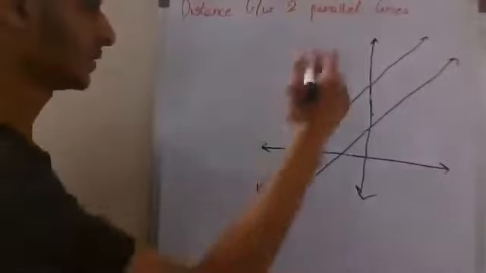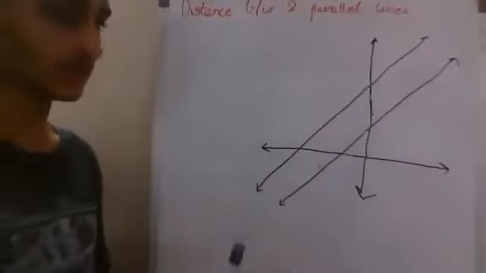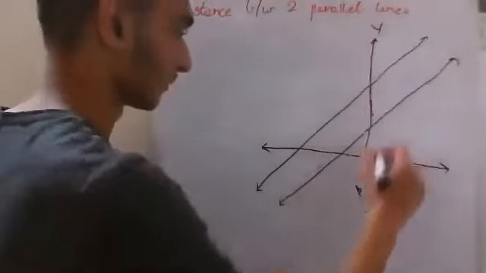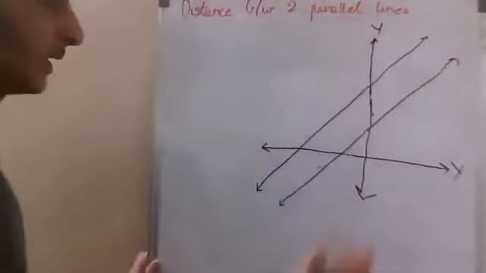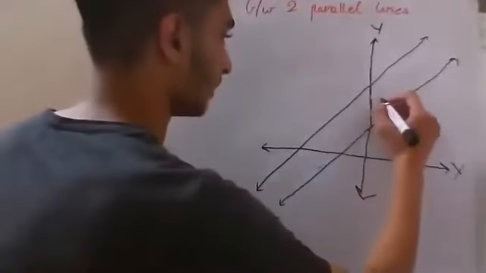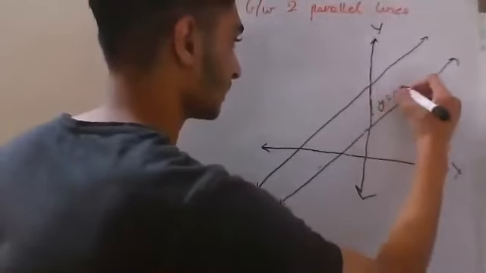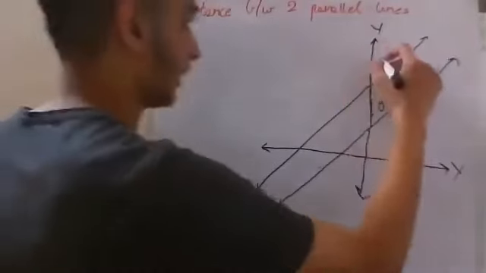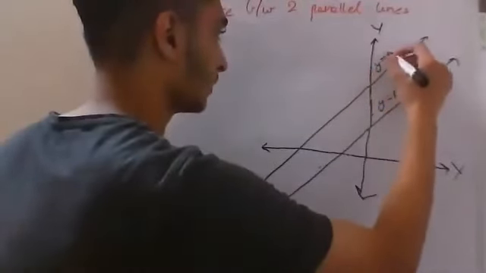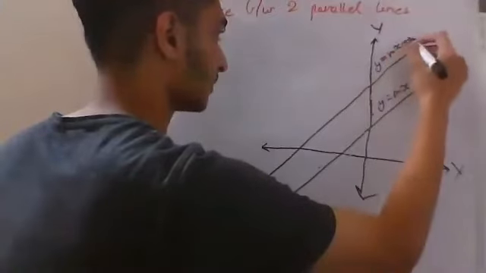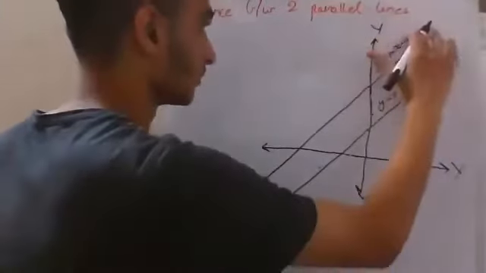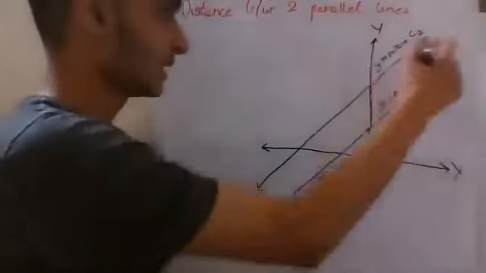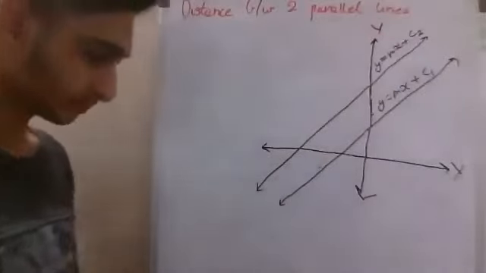Now we'll find the distance between two parallel lines. So firstly, let's take the coordinate axis and two parallel lines. Let the equation of the first line be y equals mx plus c1, and for the second line be y equals mx plus c2. Now, as you know, as the lines are parallel, their slopes are equal.